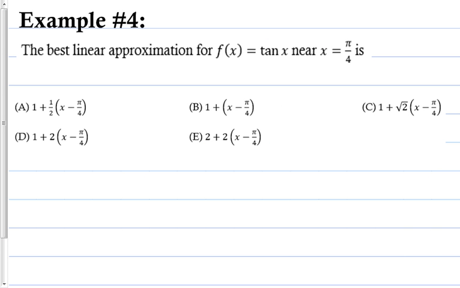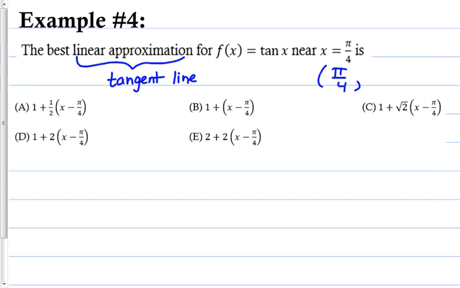The best linear approximation for f of x equals tangent x near x equals pi over 4 is... So I'm looking for the tangent line equation. Okay, linear approximation, tangent line. Okay, I'm going to write an equation. So I need a point, I need a slope. So I have my x-coordinate. If I want my y-coordinate, I'm going to take my x and plug it in.